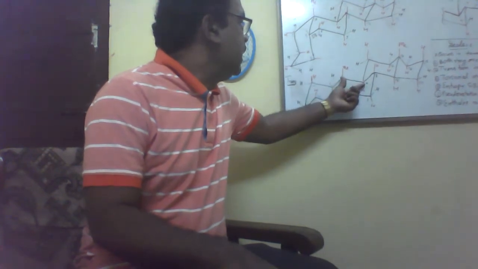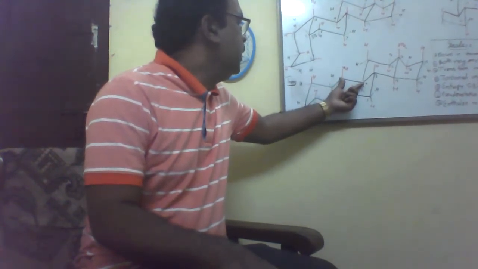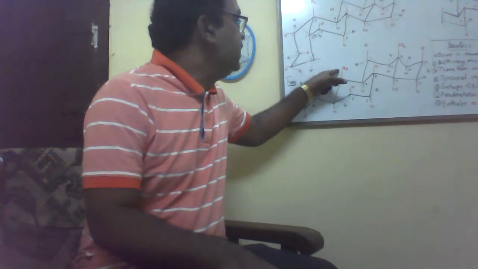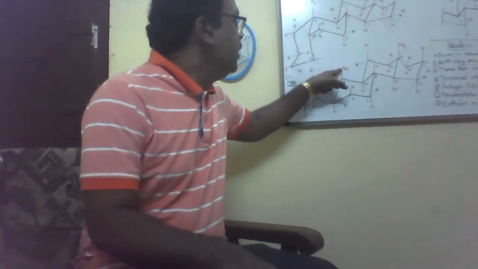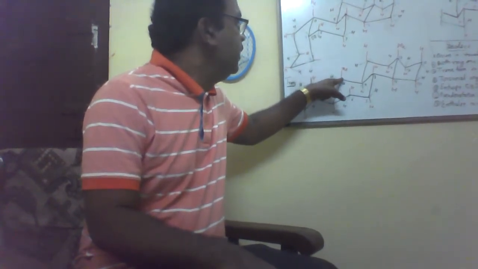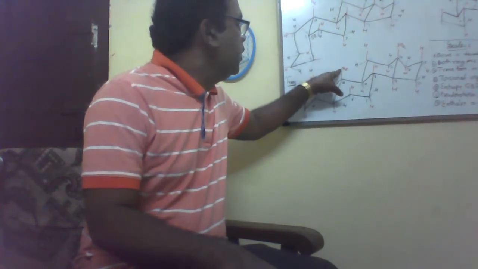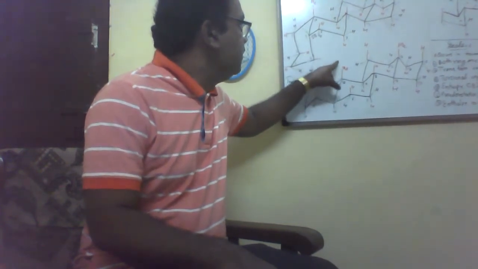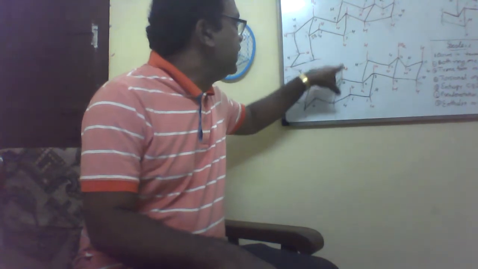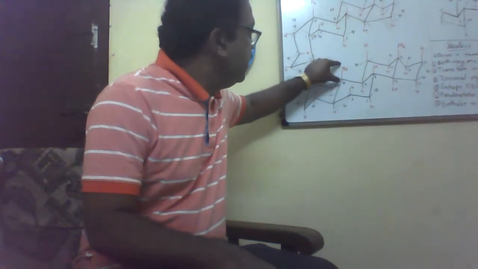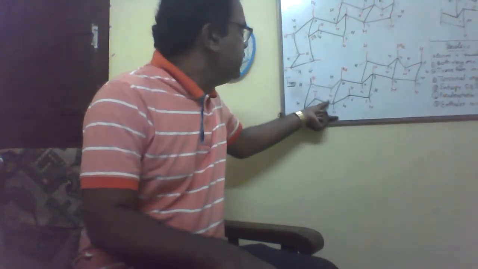So this bond, the carbon-carbon 9 to 10 bond, is equatorial, because this is the axial bond, which is parallel to the vertical axis. If you draw the vertical axis, this is the axial bond. Here, this is also an axial bond.